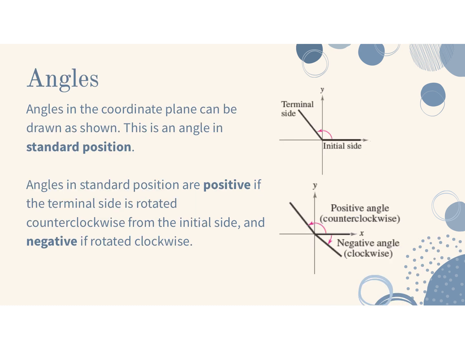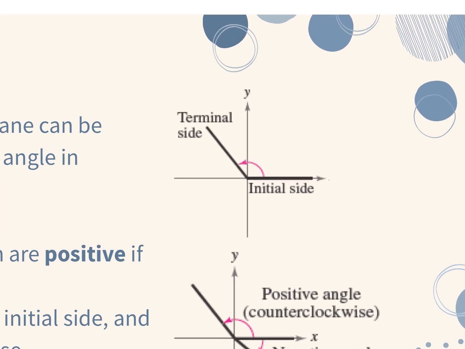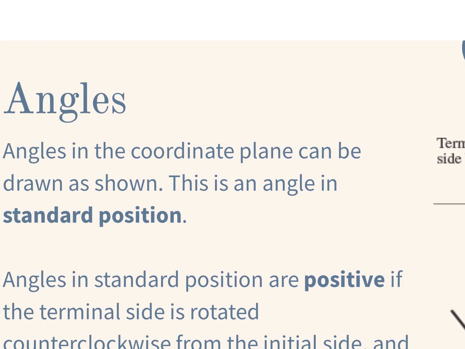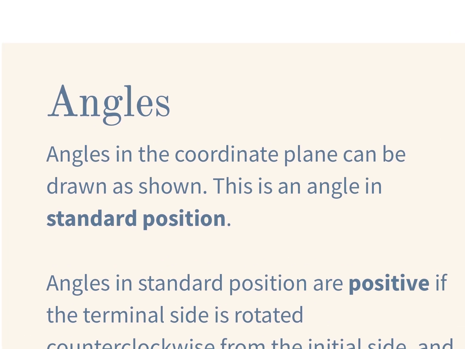All right. In the coordinate plane, you guys know an angle can be any sort of angle floating in space. But what you see here is an angle whose initial side is on the positive side of the x-axis. This is what we call an angle in standard position. That's a little vocab for you guys. So these are in standard position.